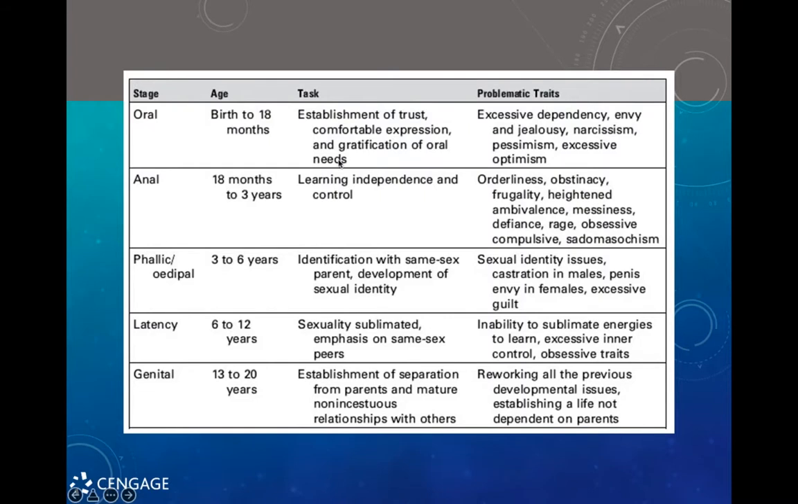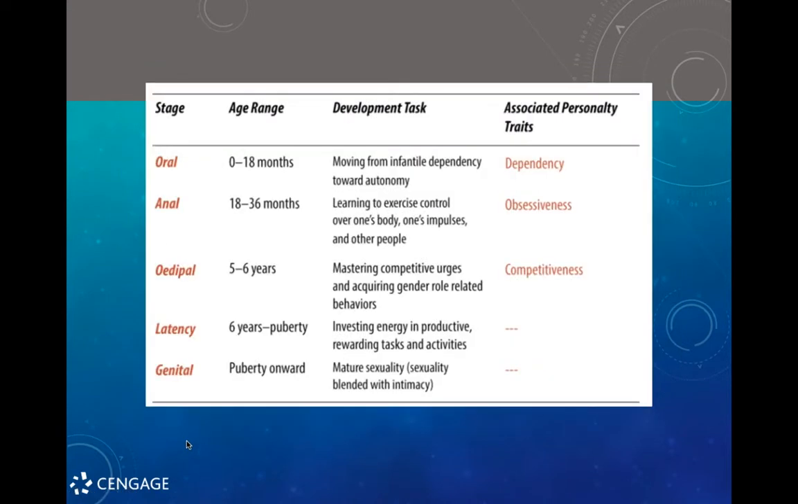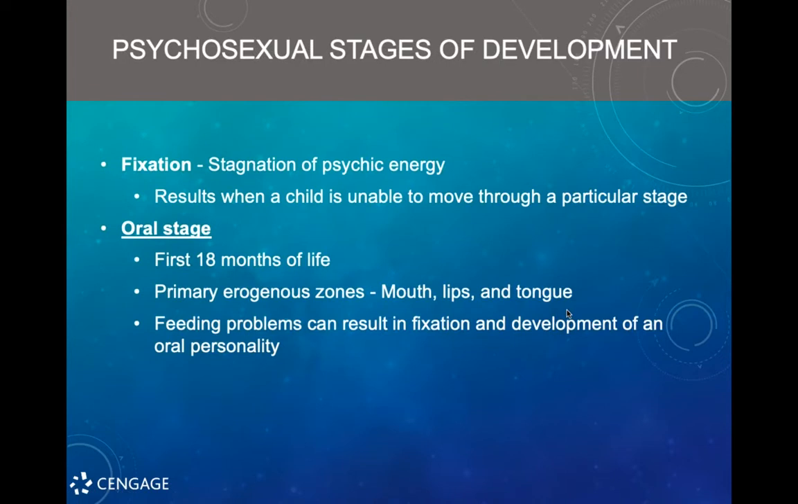So this is a bit more about these facets. You can read at your pace from this graph. It's pretty self-explanatory, and this is a bit more like clarity on where these stages are, the months, the developmental tasks, and sort of what happens if certain things don't develop, like dependency, obsessiveness, competitiveness, and things like that.